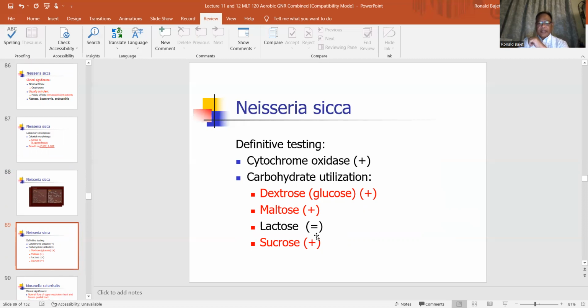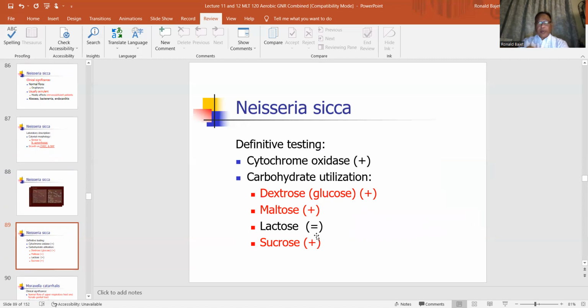Neisseria zikae is positive for glucose, that's fine. It's positive for maltose, and that's fine. And it's positive for sucrose, that's fine. But this time the lactose is negative. You would think that with Neisseria zikae and the four carbohydrates, it would be positive for all four. But for Neisseria zikae, the lactose is negative.